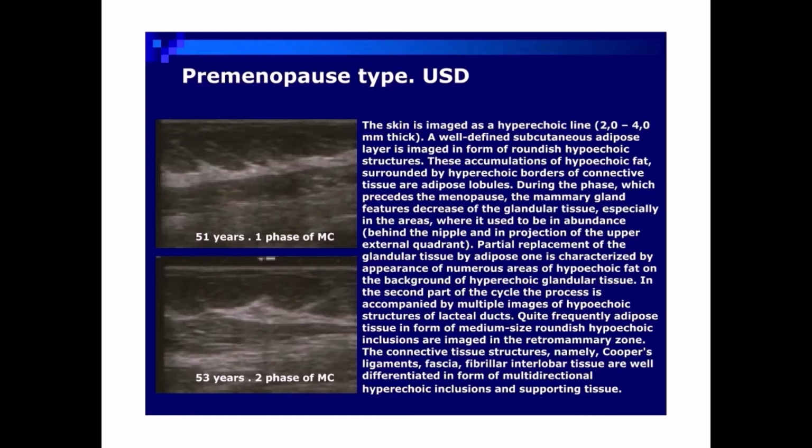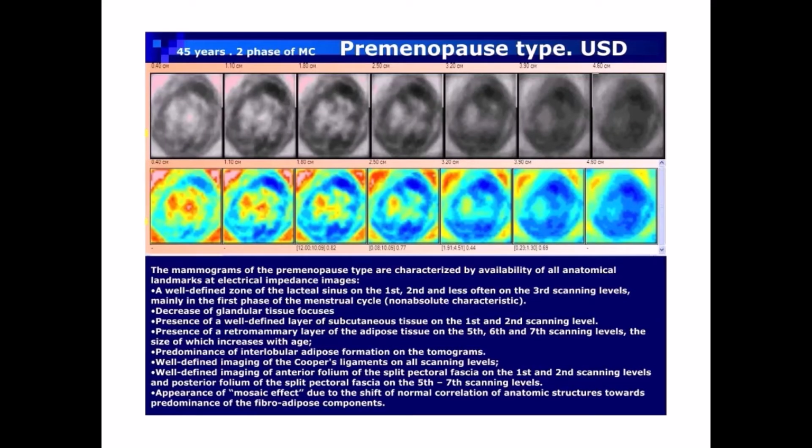The connective tissue structures, namely, Cooper's ligaments, fascia, fibrillar interlobar tissue, are well differentiated in form of multidirectional hyperechoic inclusions and supporting tissue. Premenopause type, ultrasound. 45 years, showing second phase of menstrual cycle. The mammograms of the premenopause type are characterized by availability of all anatomical landmarks at electrical impedance images. A well-defined zone of the lacteal sinus on the first, second and less often on the third scanning levels, mainly in the first phase of the menstrual cycle, known absolute characteristic.